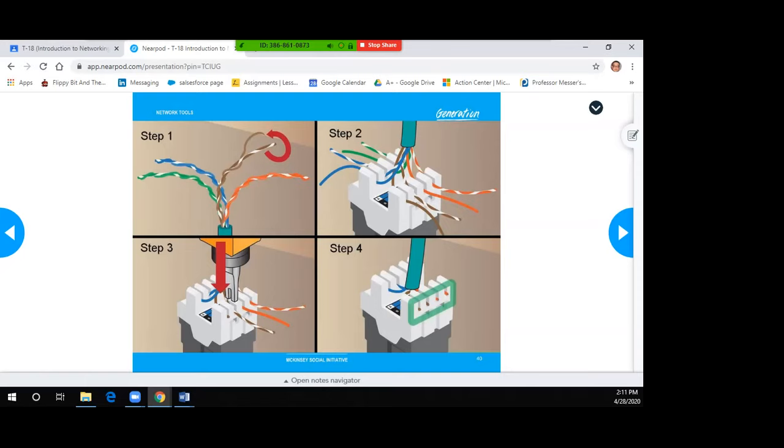If it was white blue, they'll have blue with a little white strip through it. Same thing with white green. They'll have green with a little white strip through it. You align the cable and you put it in here.